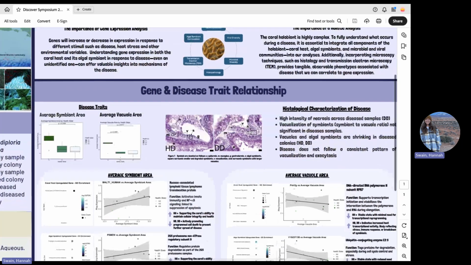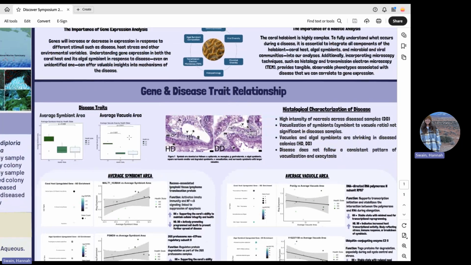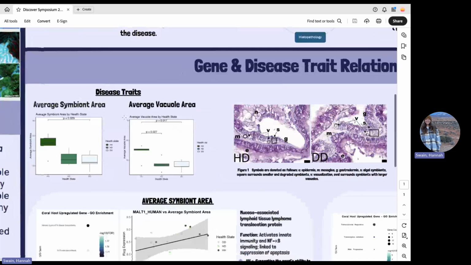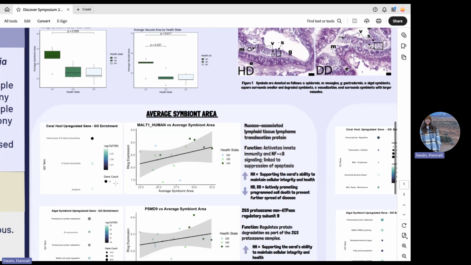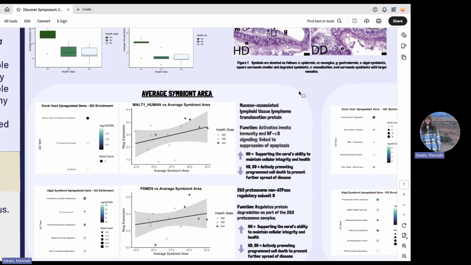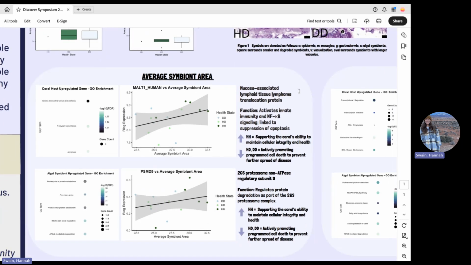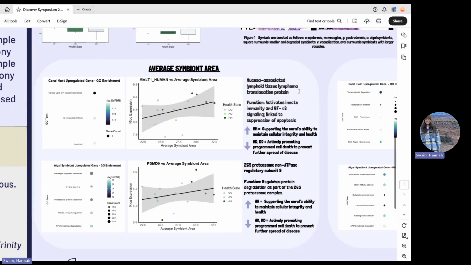Now, today I'll be focusing on the gene expression and the histopathology by looking at two traits within the histopathology work. We have the average symbiont area, which looks at the algal symbiont itself, and second, the average vacuole area, which is the vacuole that houses that algal symbiont. Now, in response to this unidentified disease, both the symbiont and the vacuole shrink. So I wanted to see what types of genes are correlated to the shrinkage of both the average symbiont area and the average vacuole area.